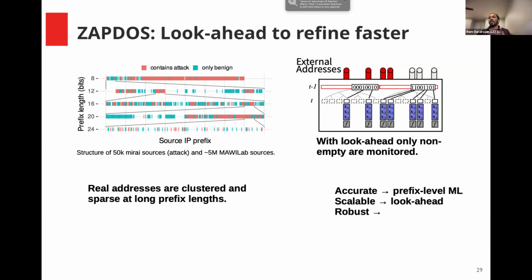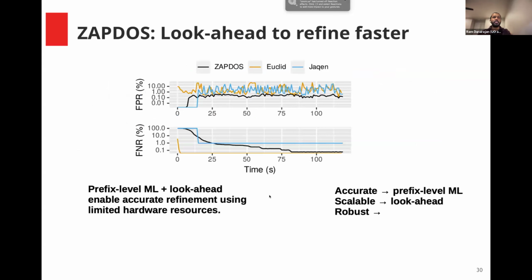But at the same time, we also come up with this algorithmic component, as I mentioned. One example is a look-ahead technique where we only monitor all the non-empty sources that contain some form of an attack. That's going to take care of scalability issues. For example, if there are benign sources, we don't even consider them in the subsequent rounds when we monitor them. And here's a quick graph that shows how Zapdos, when we employ the prefix level machine learning algorithm with the look-ahead technique, can actually refine and accurately predict.